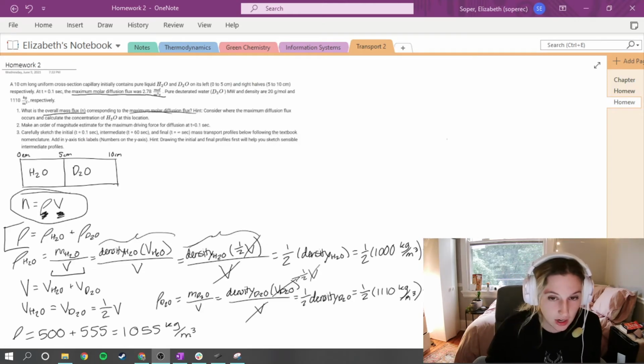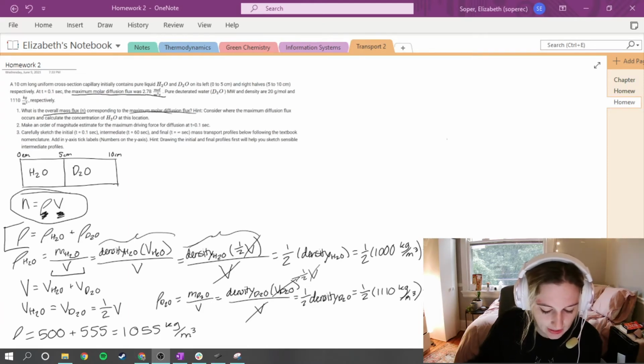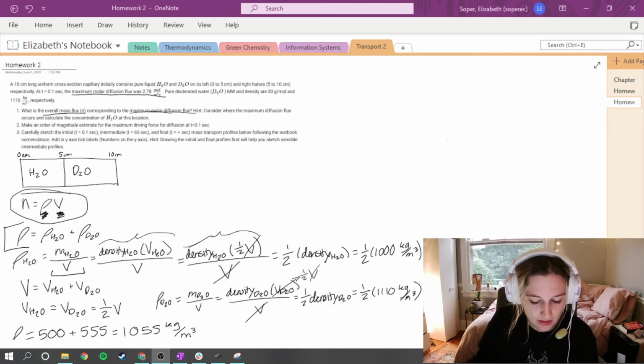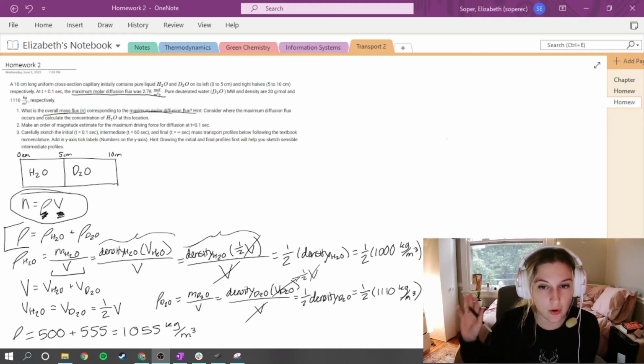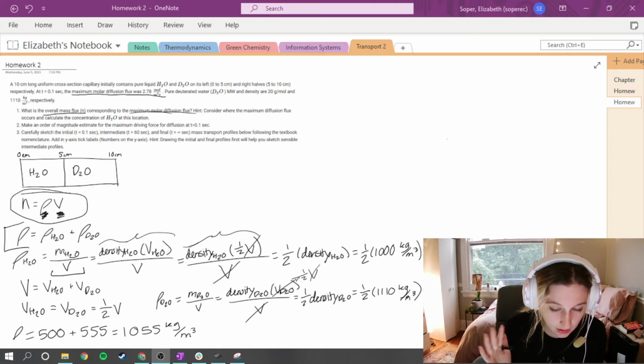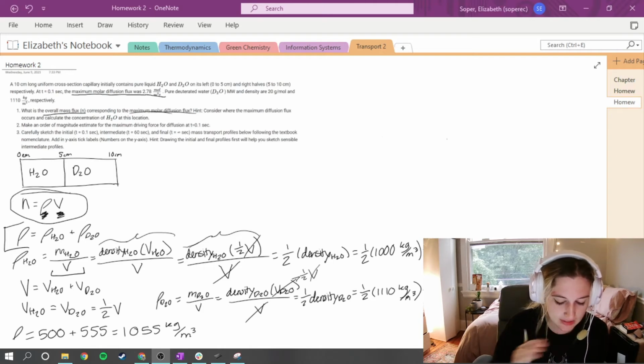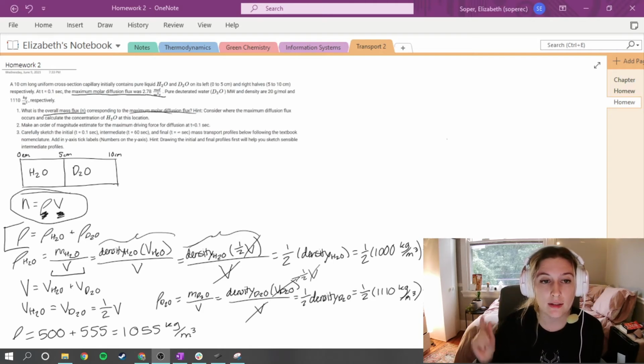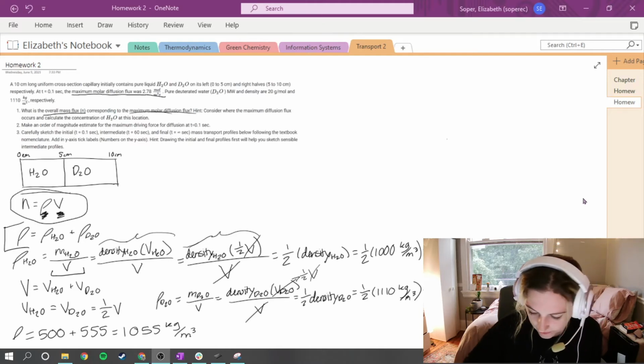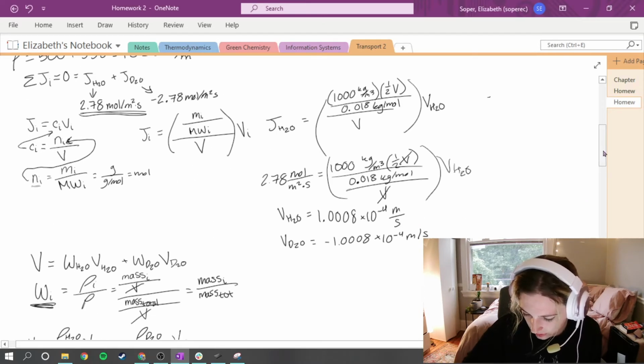Alright, so let's talk about part 3 now. Part 3 is to sketch the initial, intermediate, and final mass transport profiles. I have the grids below, for t equals 0.1 seconds, 60 seconds, and at infinity. So let's go down to the grids.